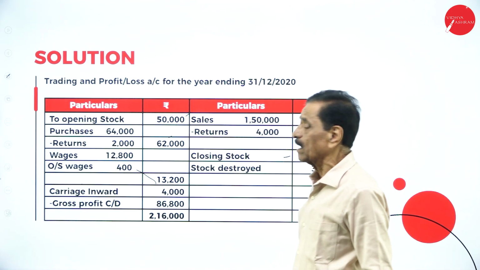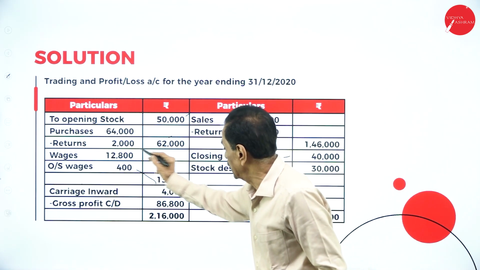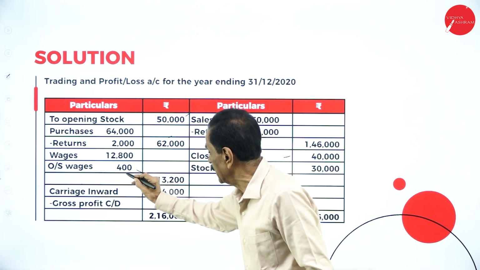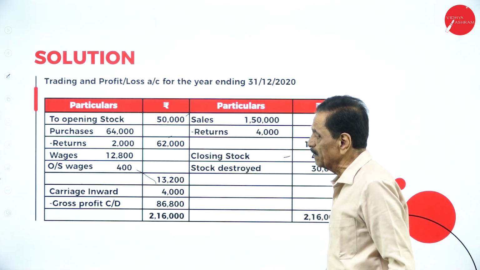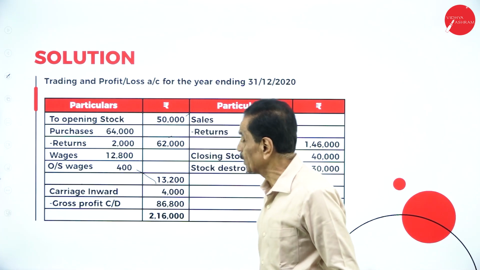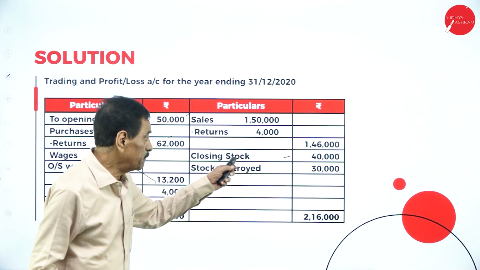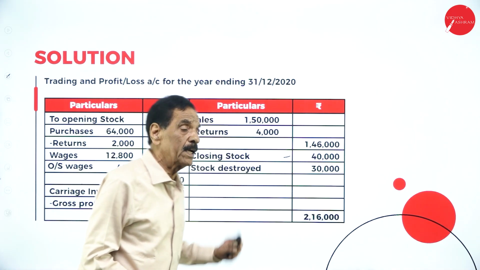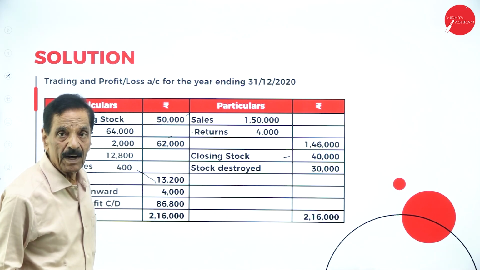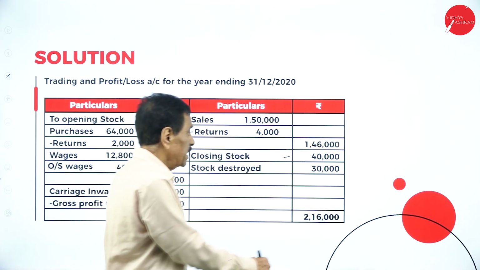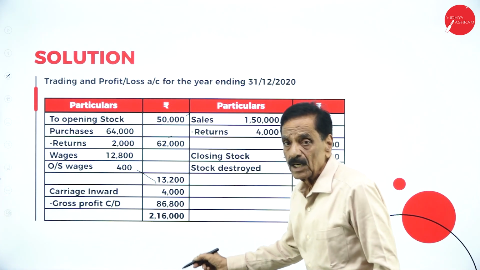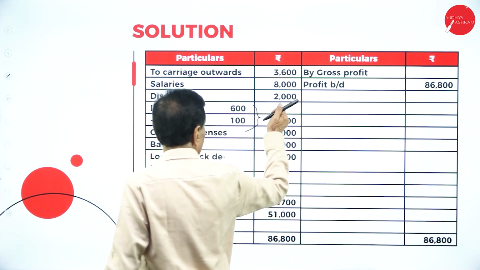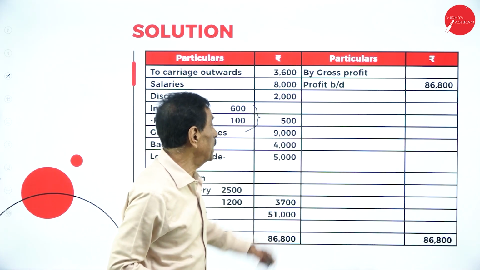Opening stock, trading account. Purchases minus return 2,000, 62,000. Wages 12,800, 400, 13,200. Carriage inward is 4,000. Come back here. Sales minus return 1,46,000. Closing stock is 40,000. Stock destroyed by fire 30,000. Here the credit side is more than the debit side. It works out 86,800. Then brought down by gross profit 86,800.